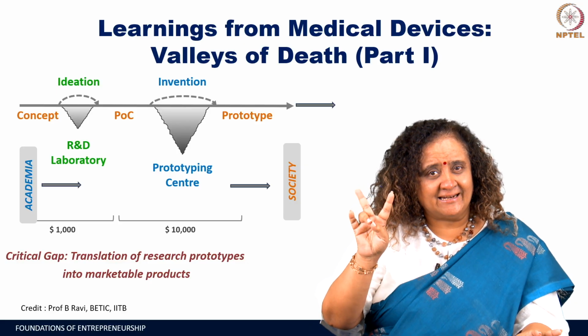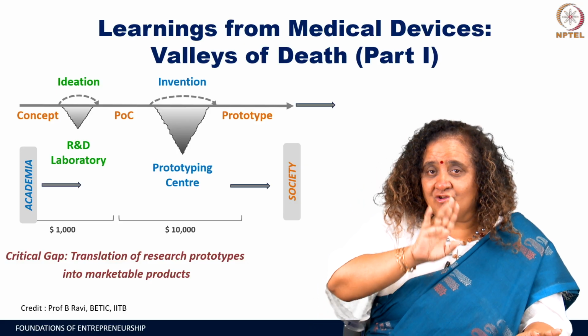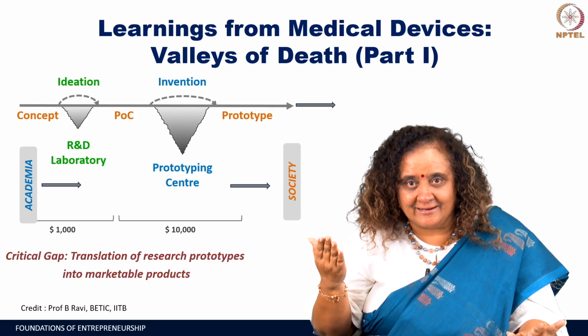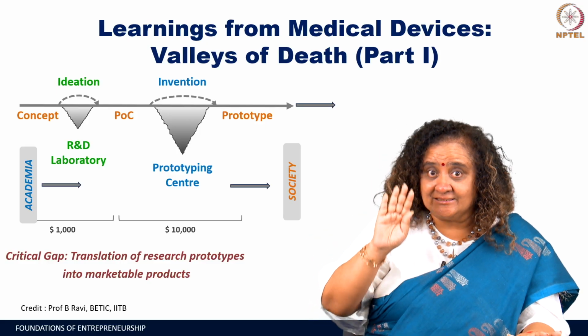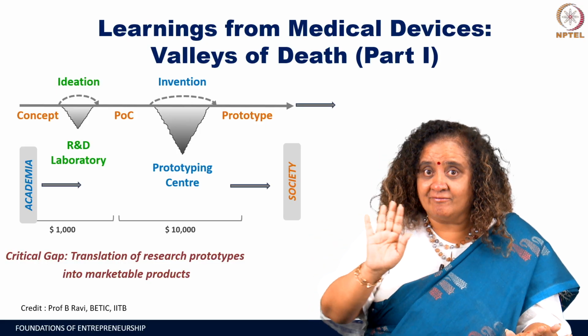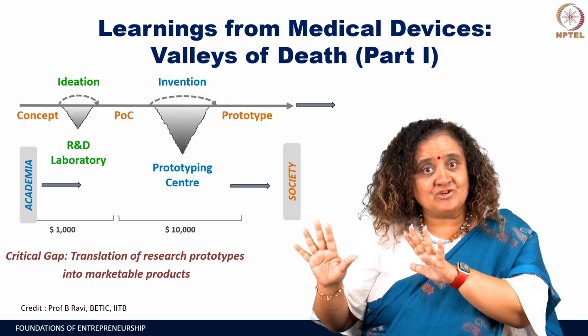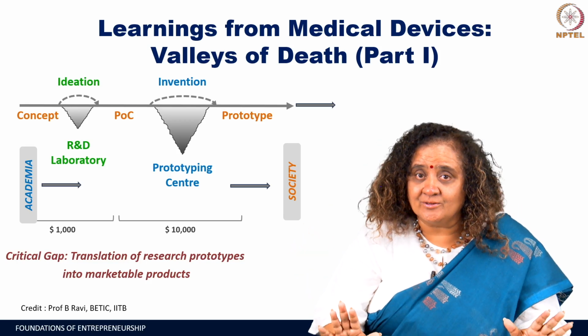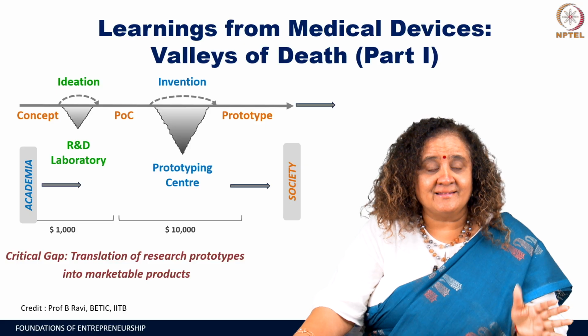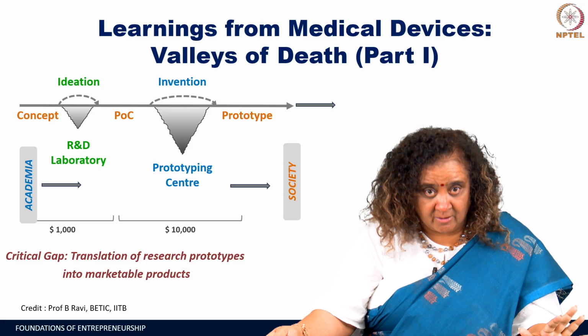So, 2 valleys of death. One is to ensure that your idea can actually be technically done, and the second is going from a POC, which is that validation that it can be technically done, to actually this is the prototype and this is what it looks like and this is how it delivers on its promise.